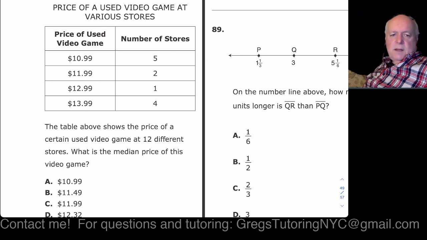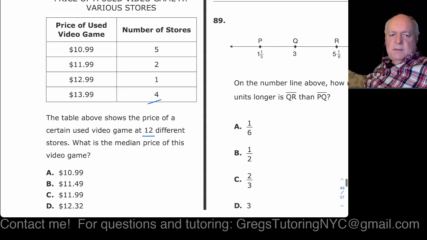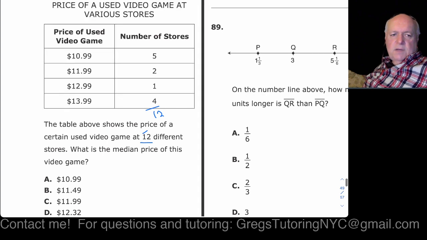Okay, so underneath there, the table above shows the price of 12 different video games, 12 different stores. So 5 plus 2 is 7, plus 1 is 8, plus that is that. So that is indeed 12. That confirms what I was thinking. So that's good, double thumbs up. And then it says, what is the median price of this video game?